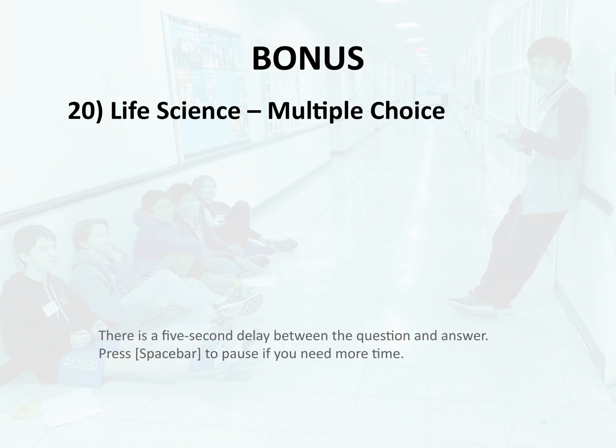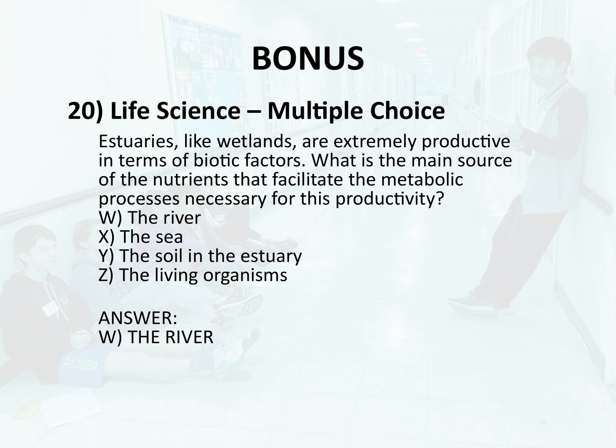Bonus 20. Life science, multiple choice. Estuaries, like wetlands, are extremely productive in terms of biotic factors. What is the main source of the nutrients that facilitate the metabolic processes necessary for this productivity? W. The river. X. The sea. Y. The soil in the estuary. Z. The living organisms. Answer: W. The river.